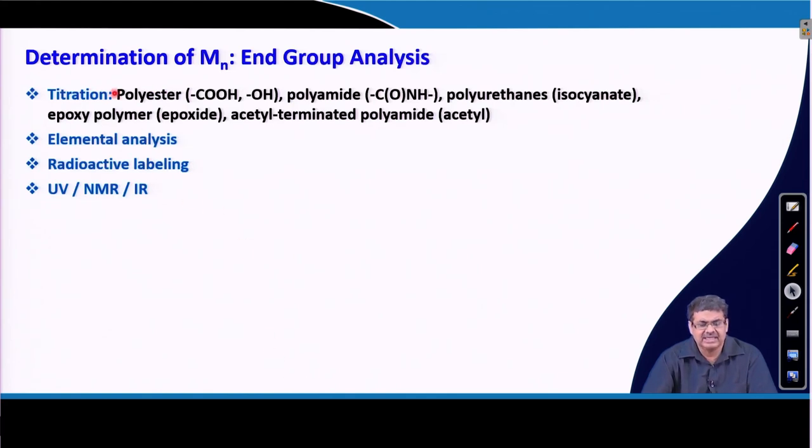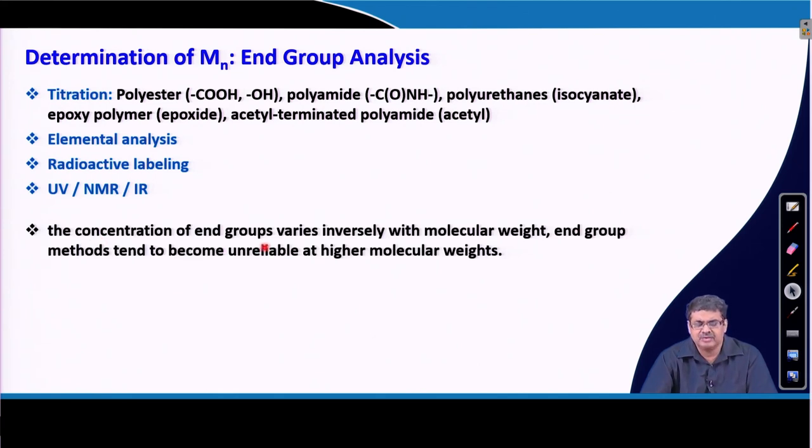Generally, these are the techniques which are used for quantifying the end groups. If we have acid groups, alcohol groups or base groups, we can use the titration technique to quantify the number of moles present in the end group. And we can do elemental analysis, and we can do radioactive labeling, or we can use some other spectroscopic techniques which can determine the concentration or number of moles of end groups present in that particular sample.